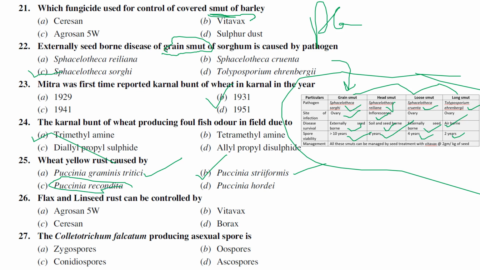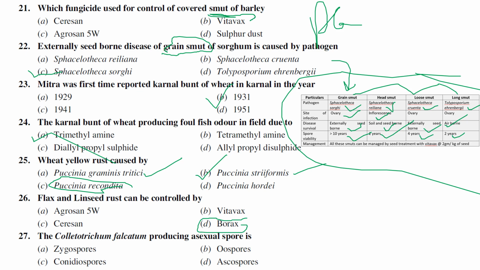Next one is flax and linseed rust, which can be controlled by, again, all kinds of rust can be controlled by seed treatment with Plantvax. Smut can be controlled by Vitavax. They have mentioned other things: Agrosan, Ceresan, Vitavax and Borax. Among those, Borax can be recommended for flax and linseed rust.